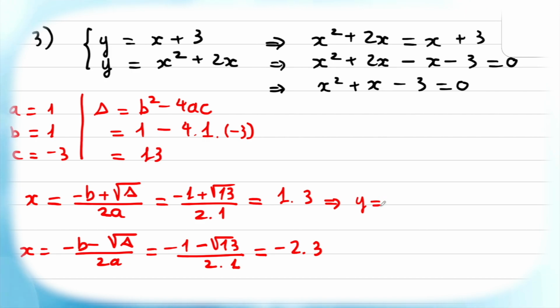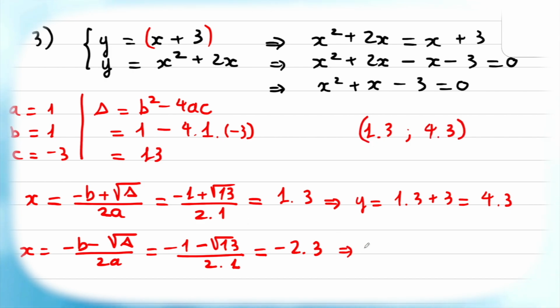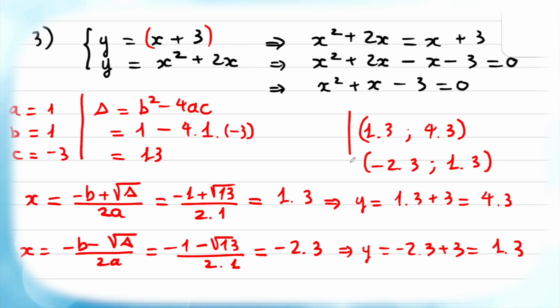Now I need to figure out y. For y, I will use the equation y equal to x plus 3. So 1.3 plus 3 is 4.3. The first point will be 1.3 and 4.3. For the second one, minus 2.3 plus 3 equals 0.7. So the second point is minus 2.3 and 0.7. So there are 2 solutions for this kind of question.